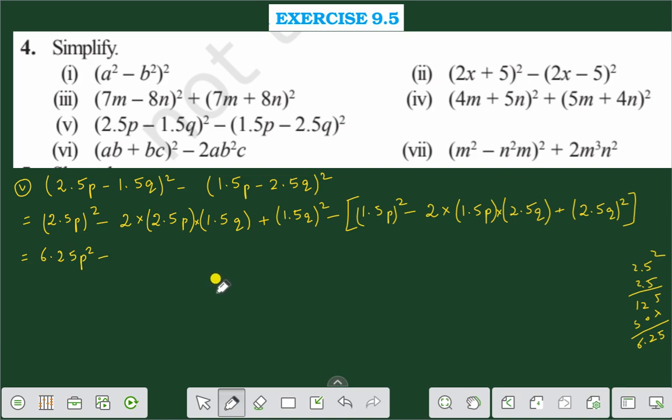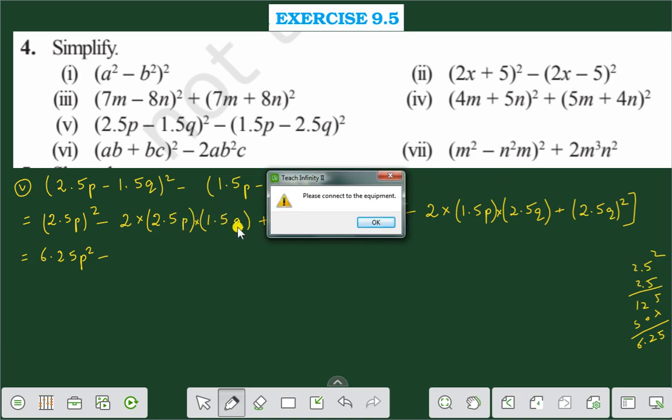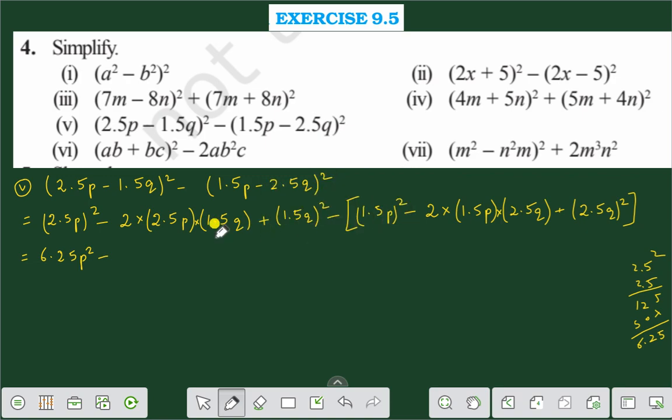minus. If we multiply this one, that is 2 into 1.5 and 2.5, we are getting 1.5 into 2.5 into 2. Let us multiply 2.5 with 1.5.